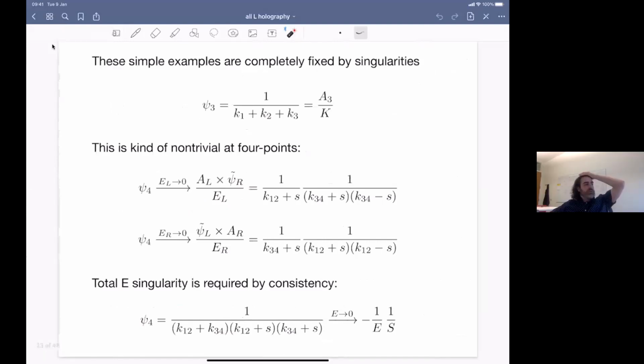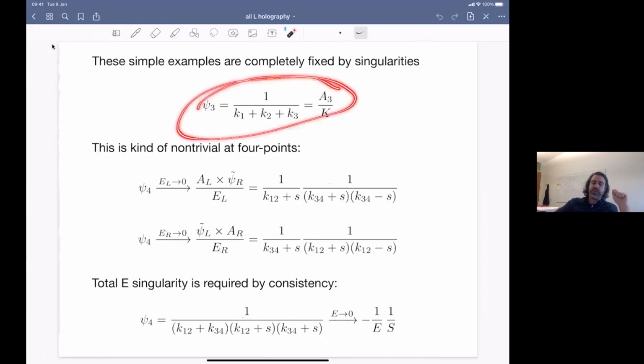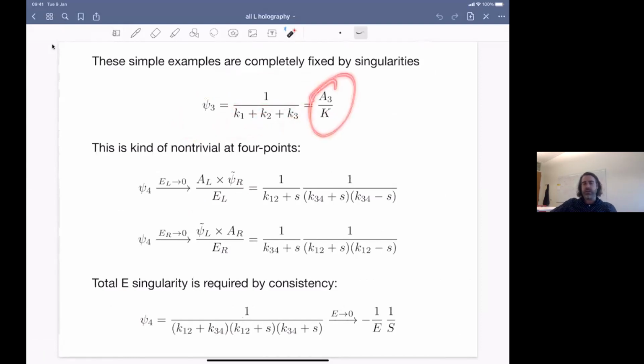Okay, thank you. Thanks for the question. Okay, so it turns out that the simple examples I've already shown you are completely fixed by these singularities. If you only told me where the singularities are and what their coefficients are, that's enough information to uniquely reconstruct the answer. Let me give you the simplest example. This 3-point wave function coefficient just goes like 1 over the energy of each particle. That's trivially the 3-point scattering amplitude divided by the sum of the energies, so it is uniquely fixed by that information.